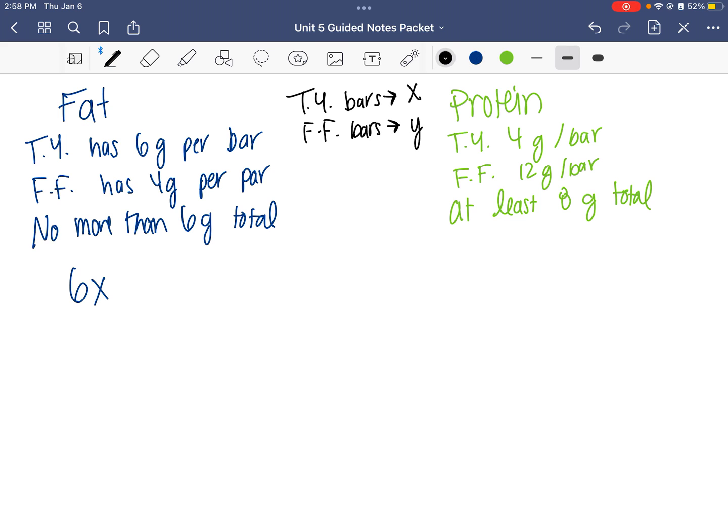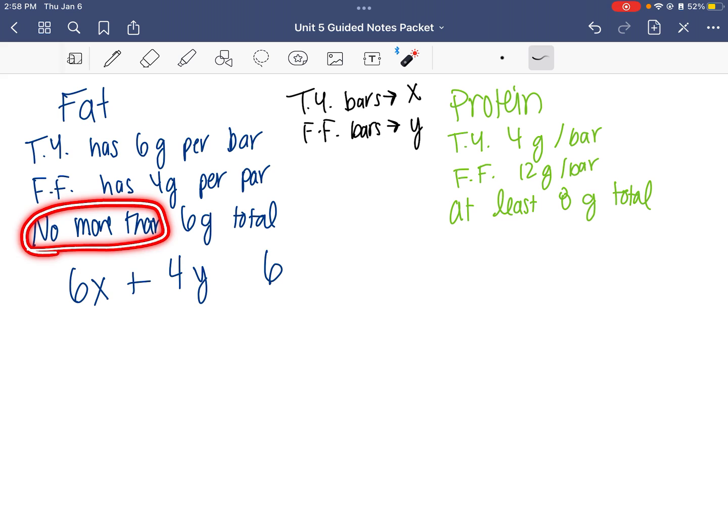Now, the rest of the fat that you're going to get in there is going to come from how many Fantastic Foods bars you eat. And Fantastic Foods bars have 4 grams. So we can times 4 by however many we eat to get our total of how much fat came from those. And we know that our coach doesn't want us to have any more than 6 grams. Okay, so I'm going to put the 6 here. And we need to think through, what does no more than mean? No more than means that this total has to be less than or equal to 6. It can be 6, but it can't be any more than that, so it's got to be smaller. So that's our first inequality.